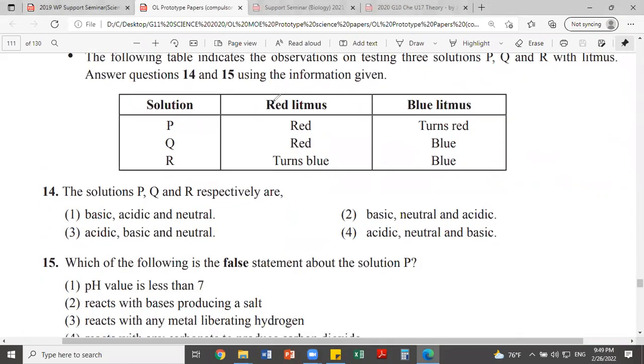Blue litmus, they have got red litmus. Red litmus turns red. Blue litmus turns red. Red litmus remains red. Blue litmus turns red. Okay, P should definitely be... look again, I'll write it again. P has to be red to red, blue to red. Red to red, no change. Blue litmus, that is definitely acidic. Sorry about that. This is acidic. Q.